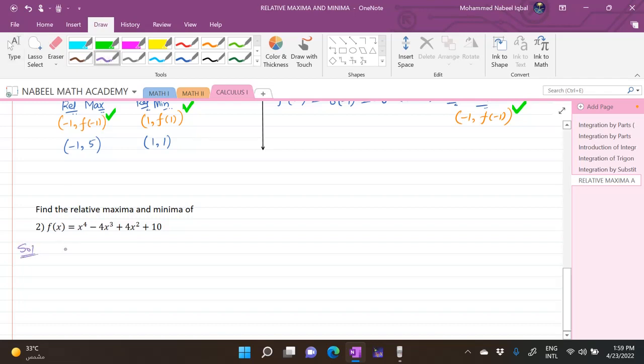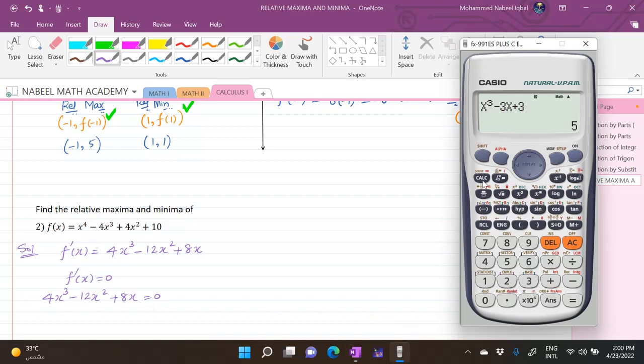Let us check. So first, f prime of x. What is f prime of x? Which is 4x power 3 minus 12x square plus 8x plus 0. Now I have to put f prime equal to 0 in order to find the critical points. So you will find 4x cube minus 12x square plus 8x equal 0. So I have to solve this equation. How will you solve this equation?